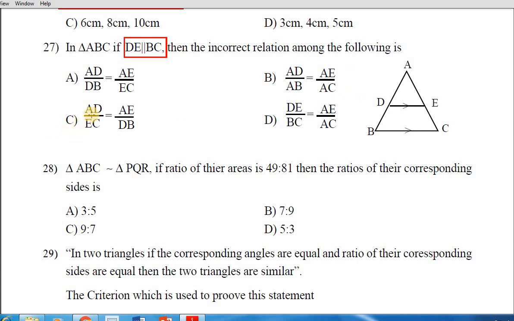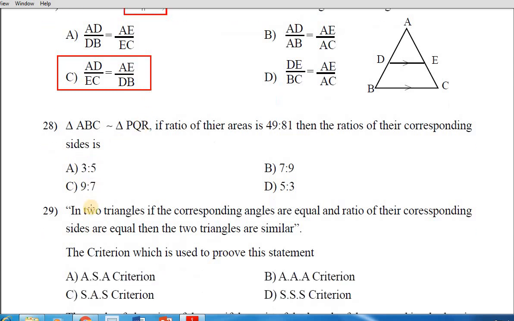Option C is AD by EC. Yeah, this is the wrong one. See, AD is here but EC is the right hand side down part. So this cannot be satisfied. Anyhow, let's see option D also. DE by BC is equal to AE by AC, not EC children, AE by AC. Yes, this is also acceptable by corollary of BPT. Hence, here the wrong one is option C.